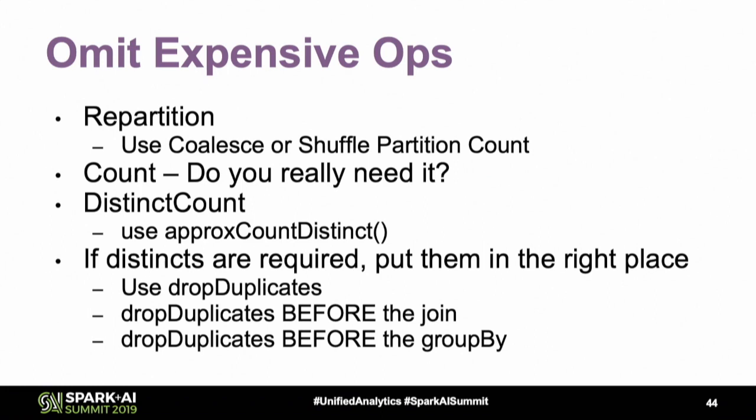If you have to use a distinct count, make sure that you're only distinct counting what you actually need to. So make sure you do this before you do your joins. Don't join a whole bunch of duplicate data and then do a distinct count. We try our best to push these things up in the DAG, but we don't always get it right. So just make sure you drop duplicates before the join, before the group by, or use a distinct before that.